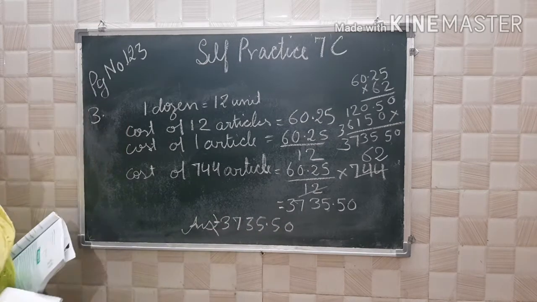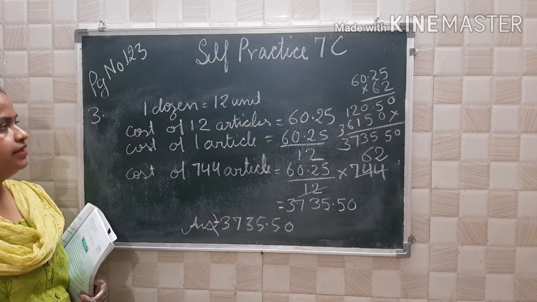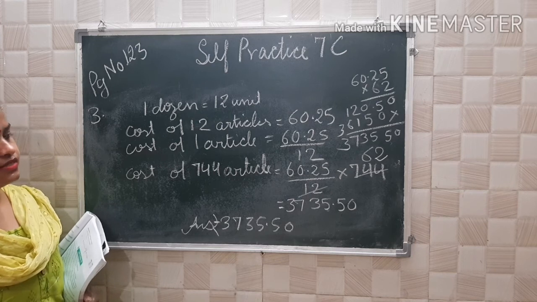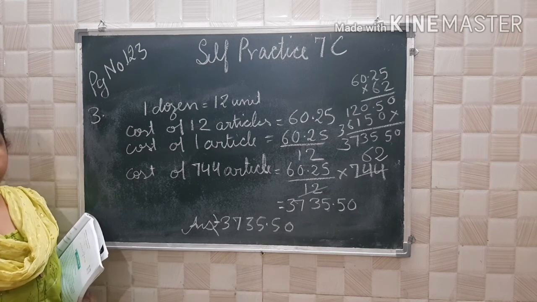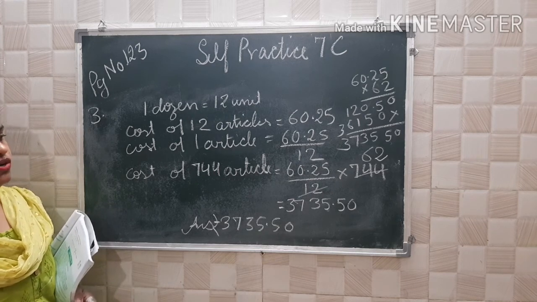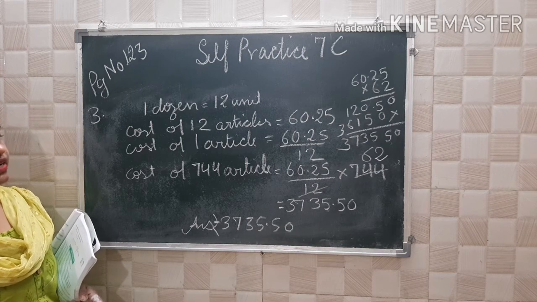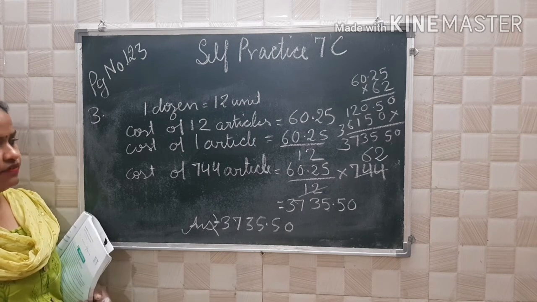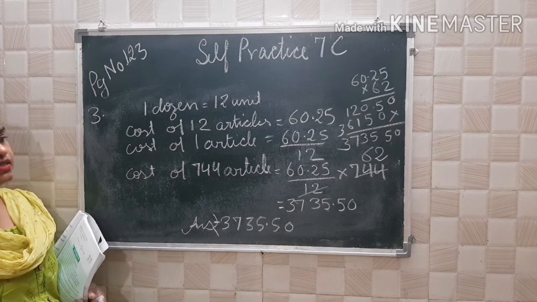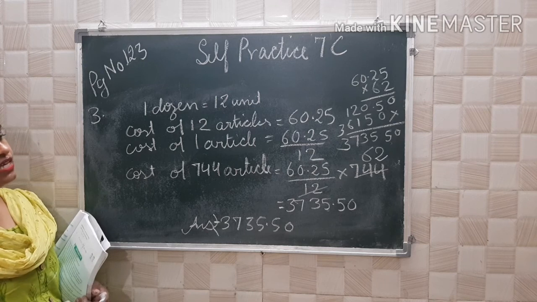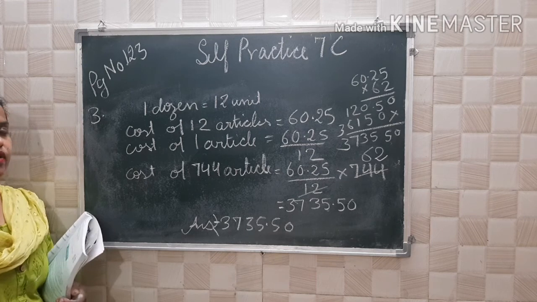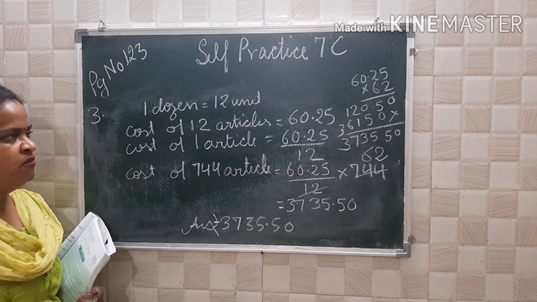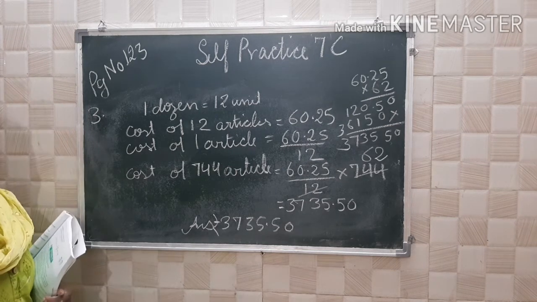Okay, so what is this? It is written here: 1 dozen means 12 units. The cost of 12 articles is 60.25. So what will be the cost of 1 article? 60.25 upon 12. What will be the cost of 744 articles? That is 60.25 upon 12 into 744. And we know that 12 62s are 744. At last you will multiply 62 into 60.25, which gives 3735.50. Okay, is it clear up till here?